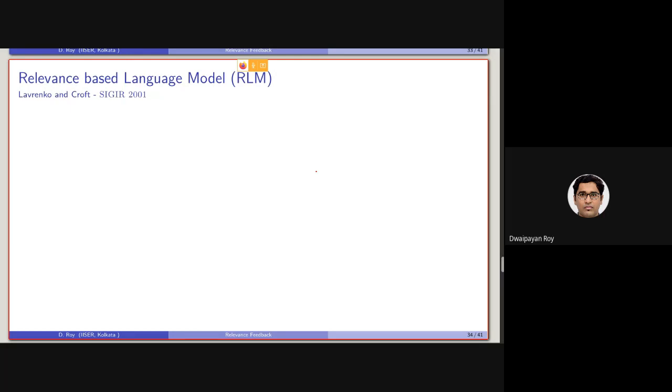So another very popular pseudo-relevance feedback algorithm is called the relevance-based language model, which was proposed in 2001, more than 20 years ago. But still, it is a very strong baseline that is still used as a state of the art in today's information retrieval research as well.